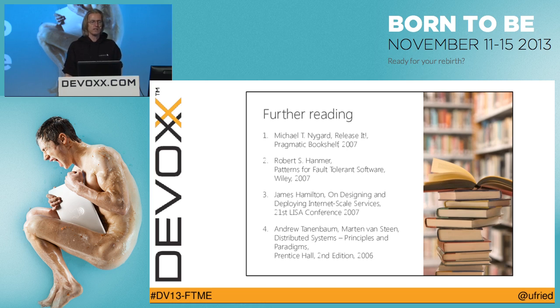I love that one. There's another great book from Robert Hanmer, which describes a lot of patterns of fault-tolerant software design, which I think is book number 4 of the POSA series. And there's a nice paper from James Hamilton, who was in charge of designing the Windows Live services, and he wrote a great paper about a lot of scalability and fault tolerance patterns, which is nice to read also.